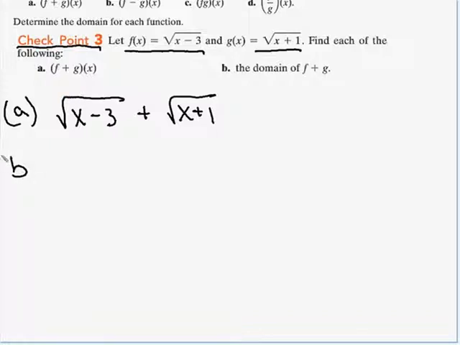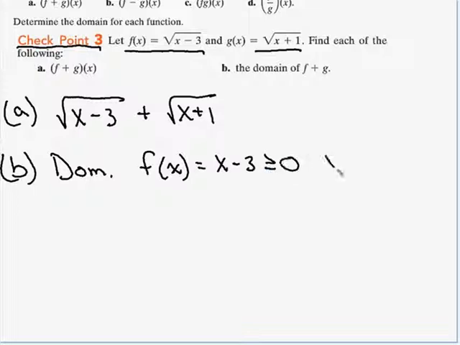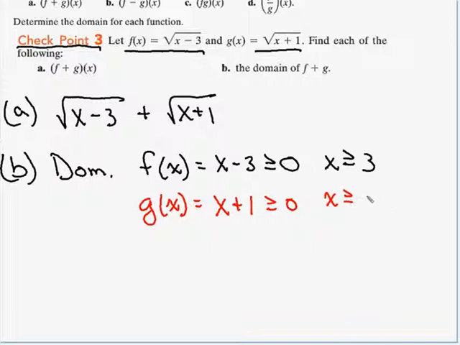Now for part B, we want the domain. Let's see, for f of x, our domain is x minus 3 must be greater than or equal to 0, or x is greater than or equal to 3. The domain of the g of x function is radical x plus 1, and so we take what's under the radical and set that greater than or equal to 0 and tell ourselves that x must be greater than or equal to negative 1.